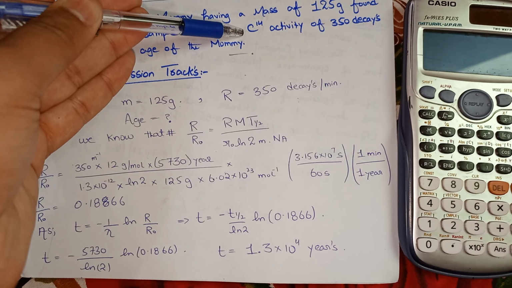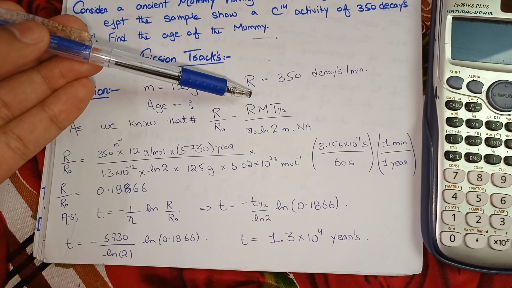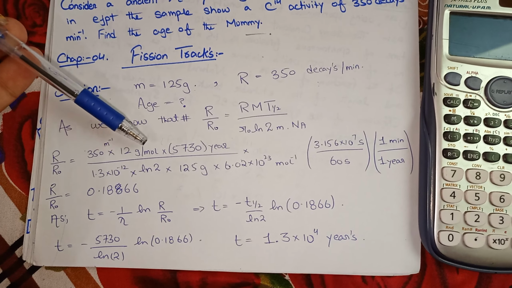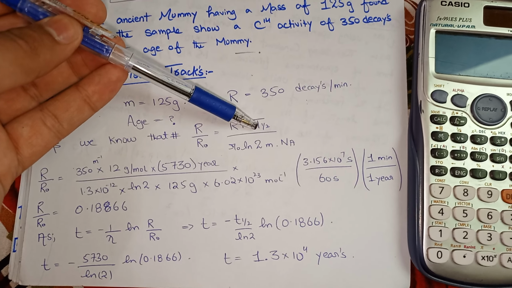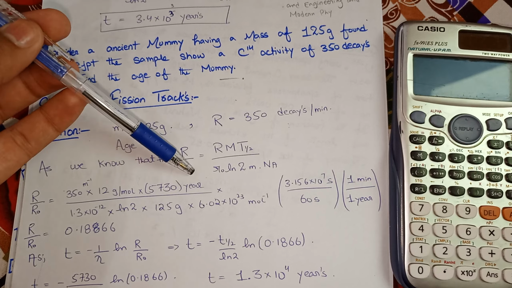So the molar mass of the carbon-14 is basically equal to 12. So after putting the value of this R activity, which is 350, multiplied by the molar mass, which is 12 grams per mole, t 1/2, the half-life we already know for the carbon atom, is 5730 years.